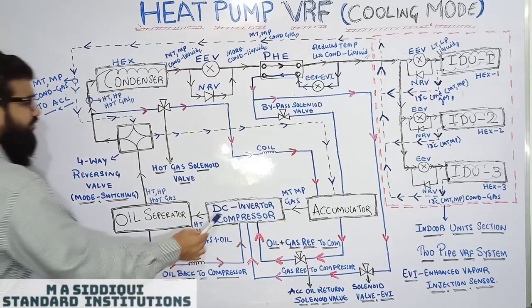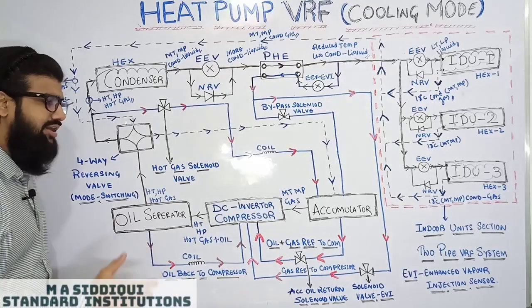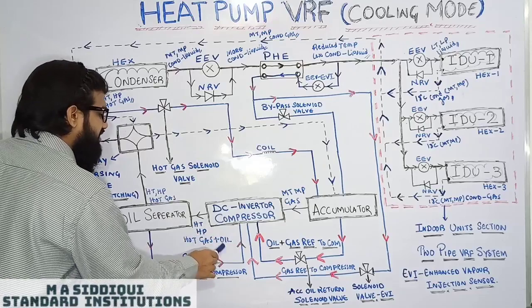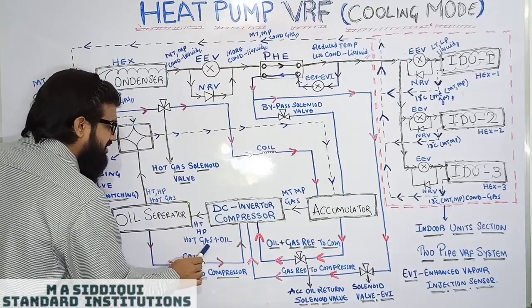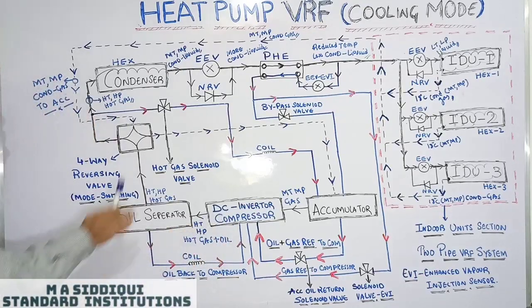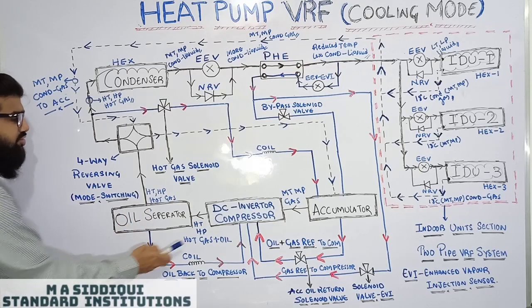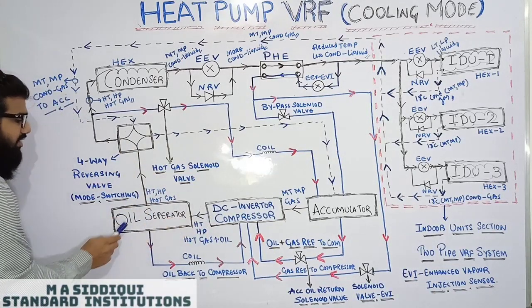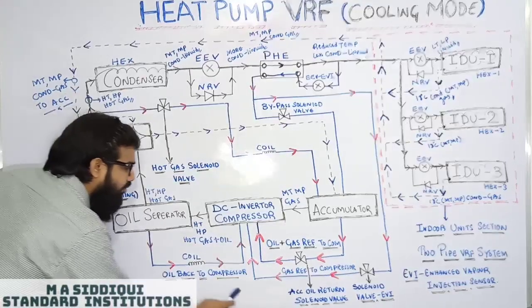So this is the discharge line of your DC inverter compressor, which discharges high temperature, high pressure gas. But due to the lots of pressure ejected by the compressor, oil from the crankcase of the compressor will come out via this refrigerant pipe and go through the whole cycle. Not just high temperature, high pressure gas will come out, even the oil will come out. So, to give the oil back to the compressor crankcase, here we are providing an oil separator. The oil separator collects all the oil from the refrigerant and gives it back to your compressor.